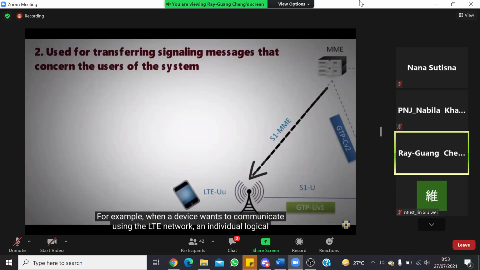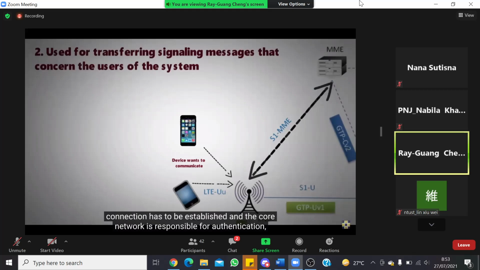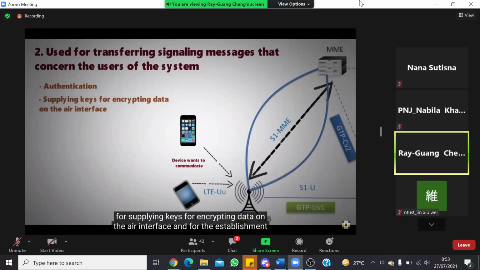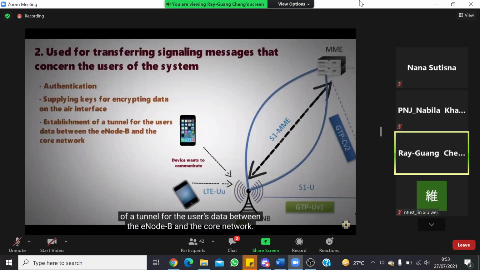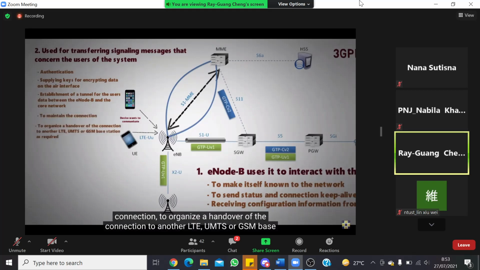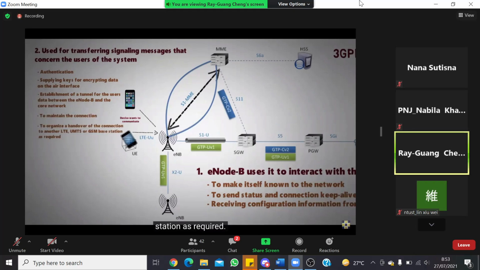For example, when a device wants to communicate using the LTE network, an individual logical connection has to be established, and the core network is responsible for authentication, for supplying keys for encrypting data on the air interface, and for establishment of a tunnel for the user's data between the eNode B and the core network. Once the user's data tunnel is in place, the S1-CP protocol is used to maintain the connection and to organize a handover of the connection to another LTE, UMTS or GSM base station as required.